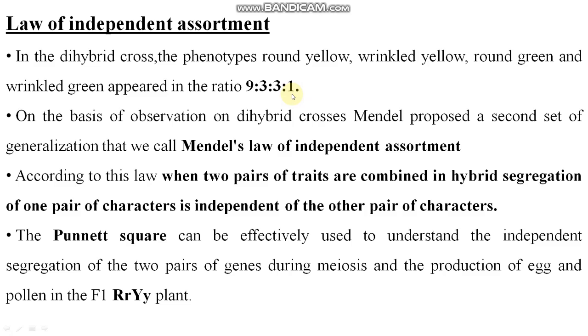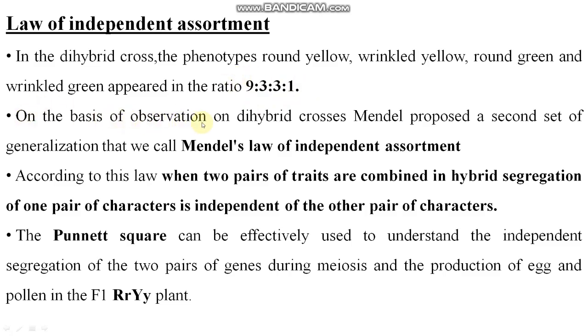Students, I told you that in the monohybrid cross, the phenotypic ratio is 3 is to 1 and the genotypic ratio is 1 is to 2 is to 1, right? But here, in the dihybrid cross, according to this law, the phenotypic ratio will be 9 is to 3 is to 3 is to 1.